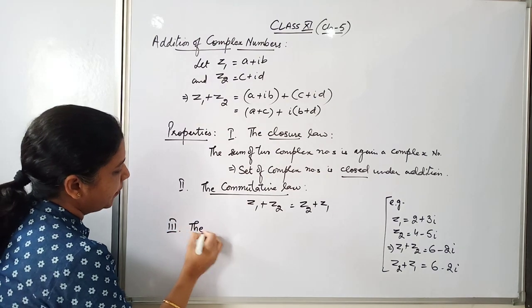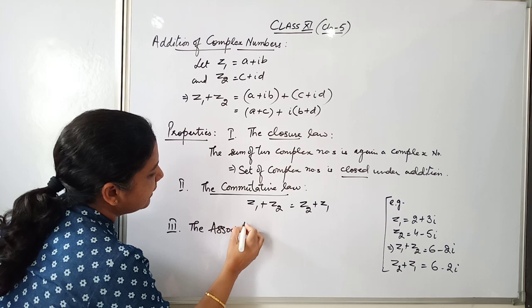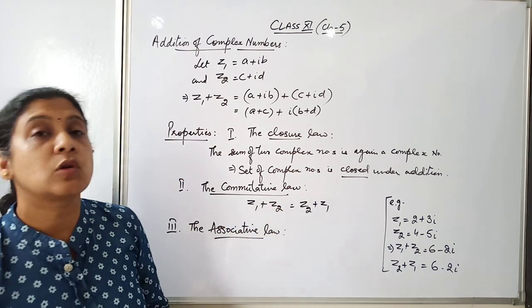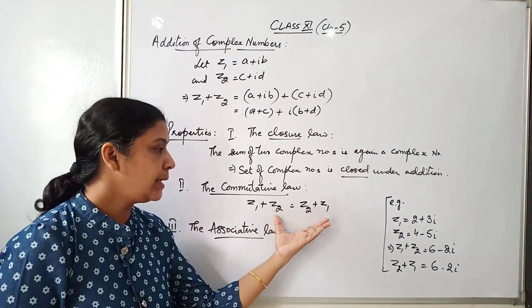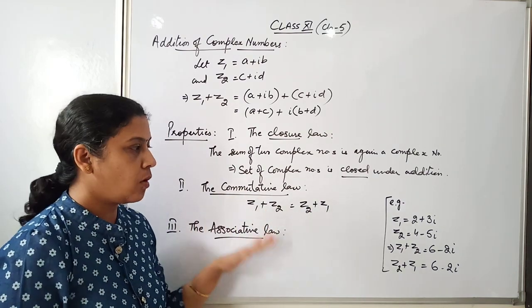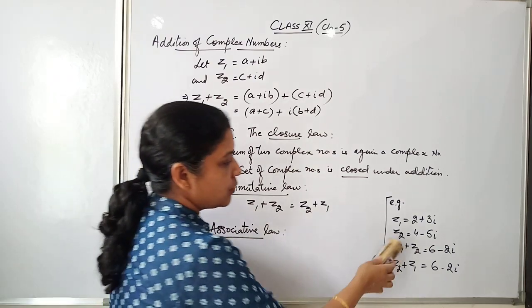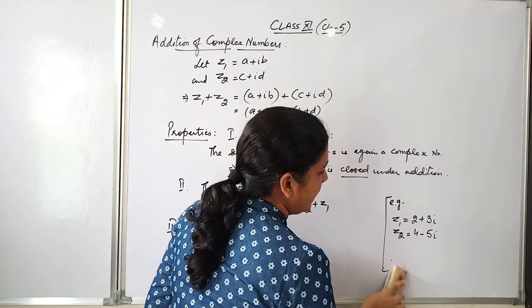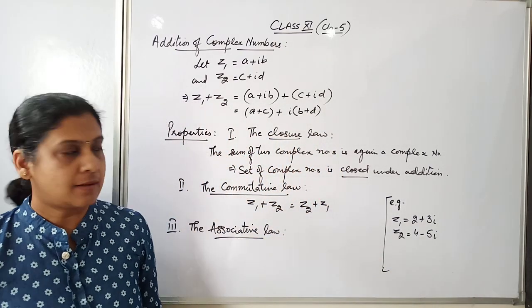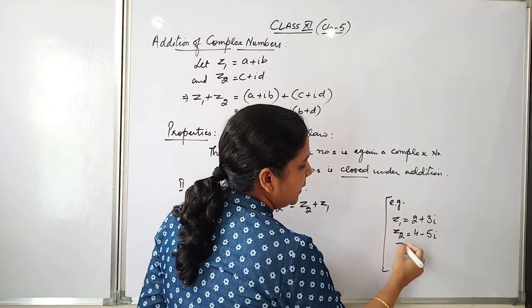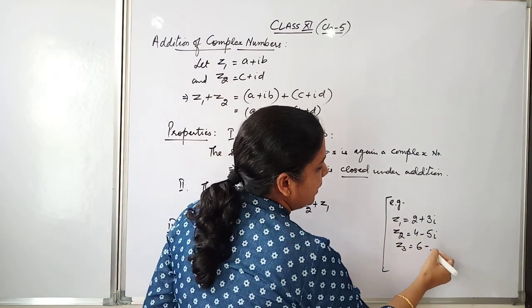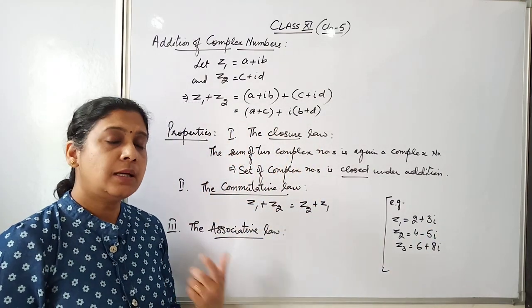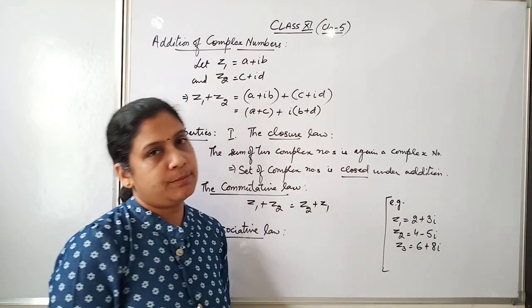The next is the associative law. As you have been doing these laws in algebra of the real numbers also, in commutative law we generally take two numbers, but in associative law we take three numbers. So I am going to extend this example for associative law now. I have to take three complex numbers. I have taken z1, z2, and let's take z3 as 6 plus 8 iota. Supposing I tell my class to add all these three complex numbers.